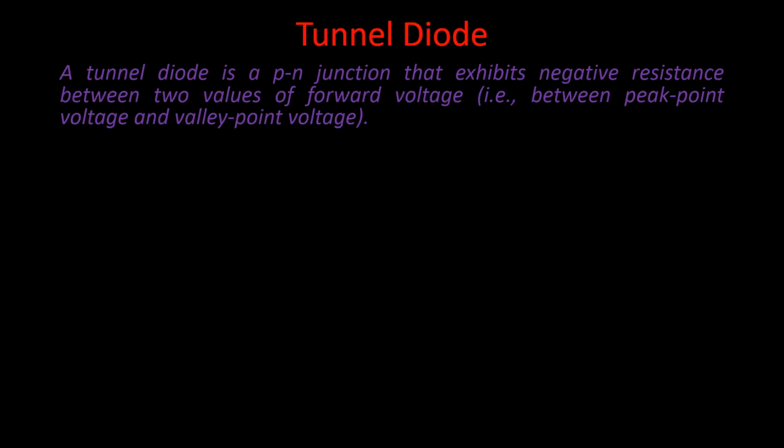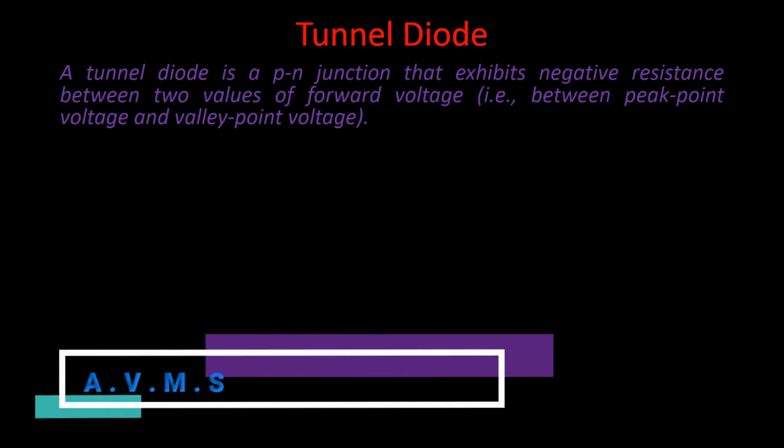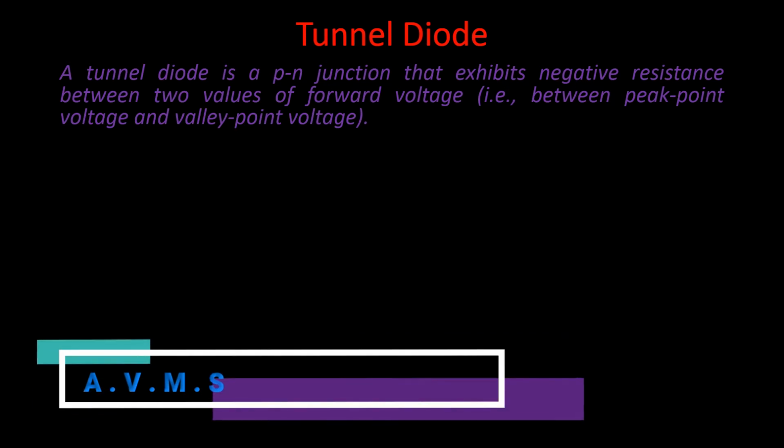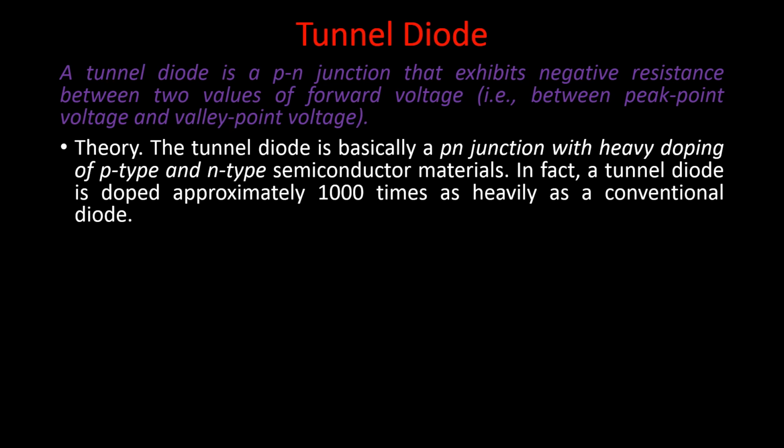A tunnel diode is a p-n junction that exhibits negative resistance between two values of forward voltage, that is, between peak point voltage and valley point voltage.